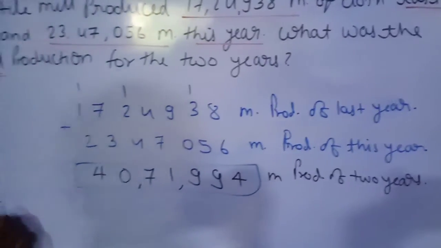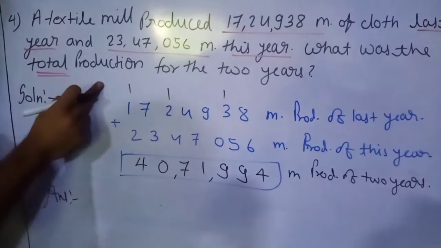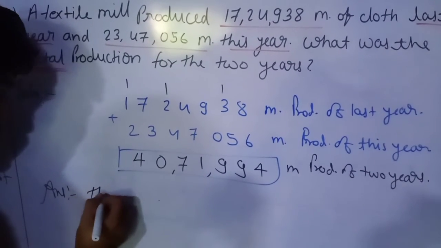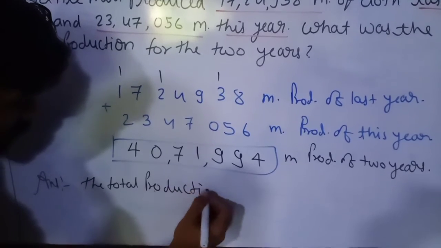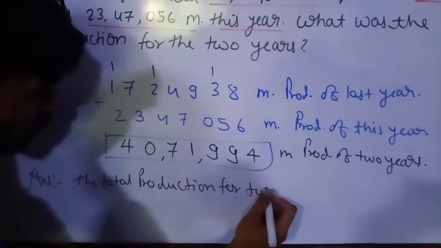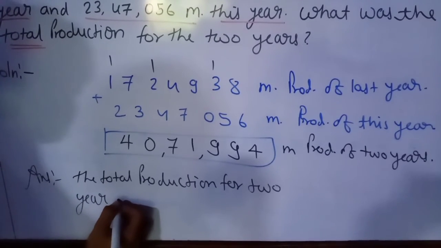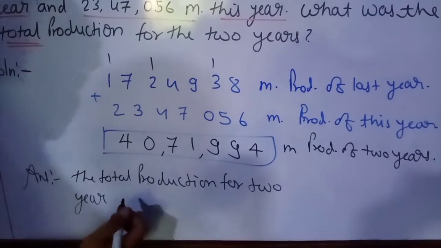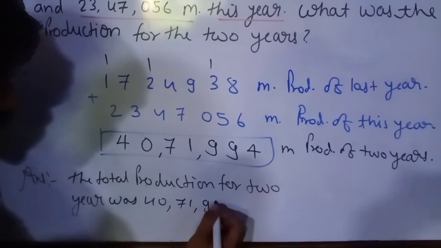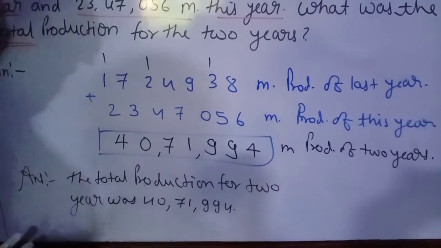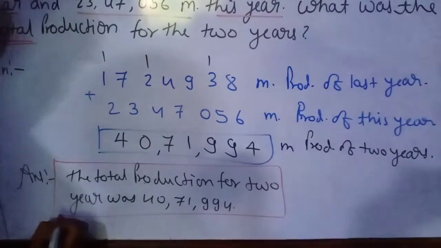Now our answer in the same form as they are asking: what was the total production for the 2 years? So the total production for 2 years was 40,71,994 meters. This is our answer. Put that into the bracket.